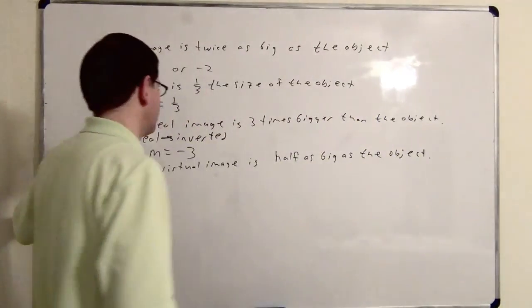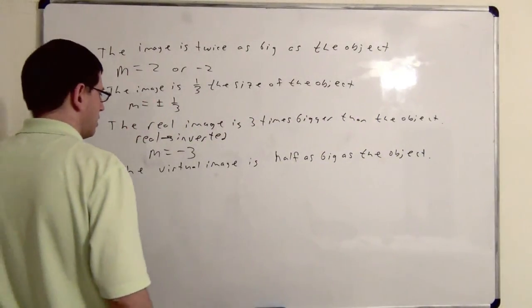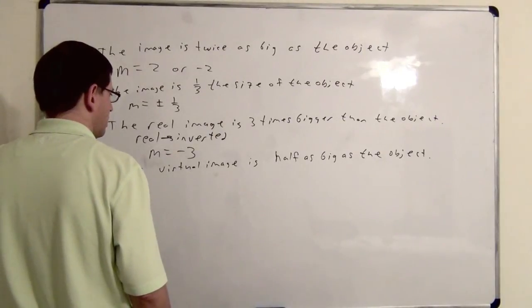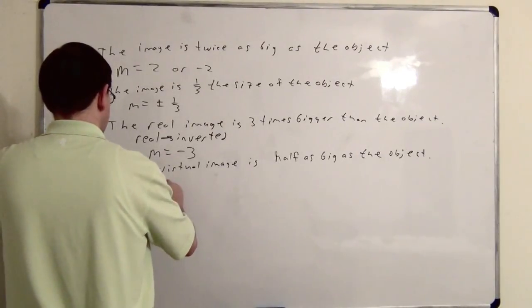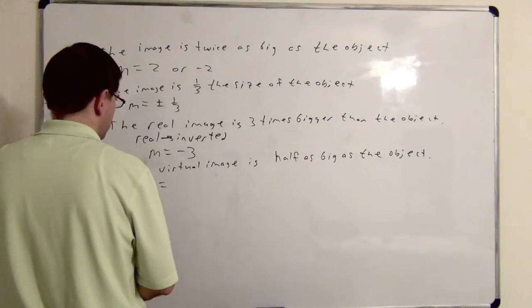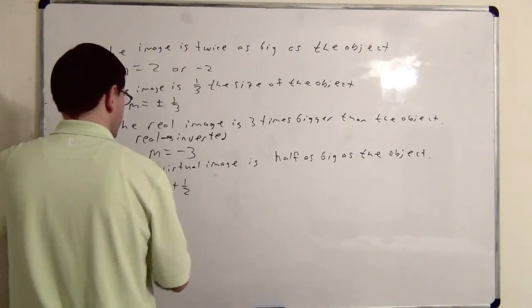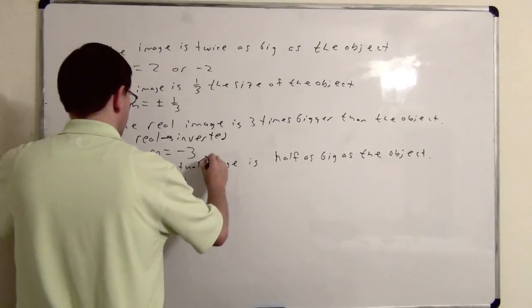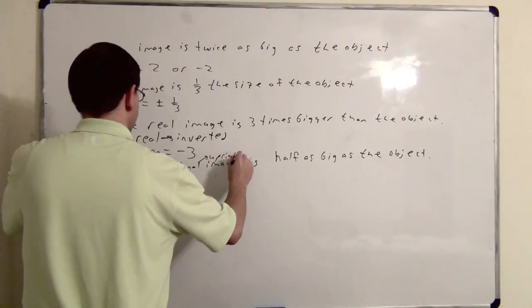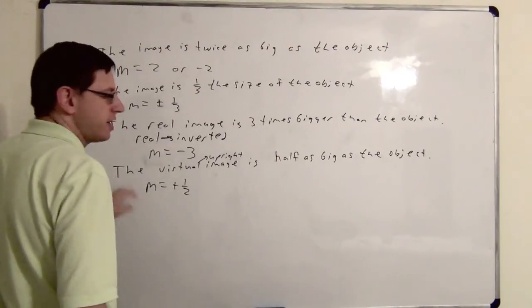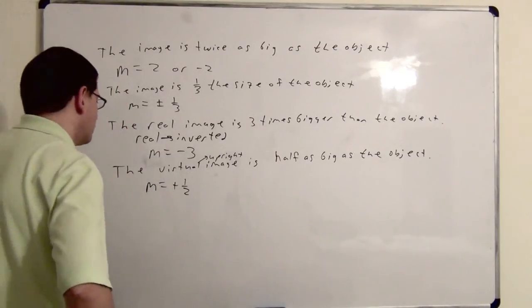So how would we translate this into math? M equals 1/2, positive 1/2. How do you know it's positive? Because it's virtual, so it's upright. So you would want to include that in your explanation. Virtual images are always upright, so the magnification is positive. Good.